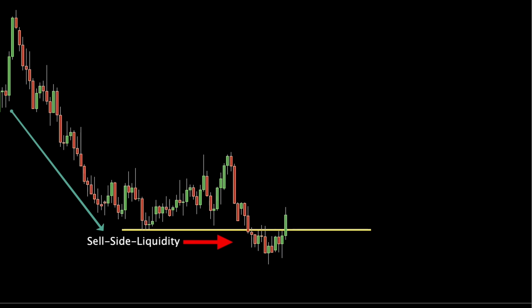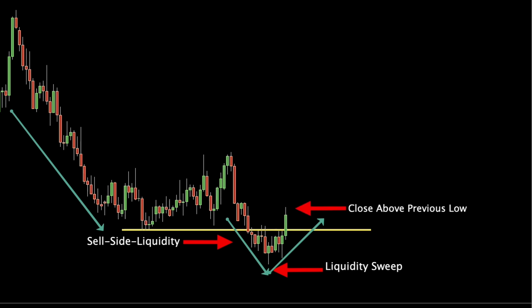Now, as the market approaches one of these key lows, it suddenly makes a move down, breaking through the previous low. This is where retail traders get stopped out as their stop-loss orders are triggered, thinking the market is going to reverse. However, this move is actually a liquidity sweep, a tactic used by market makers to grab liquidity and reverse the price. After the sweep, smart money will have collected the liquidity they were after, and they're ready to reverse the price direction. Now, on the chart, we see that the market closed above the previous low, confirming the liquidity sweep. This candle that closed above the previous low is our signal that the reversal is about to begin.